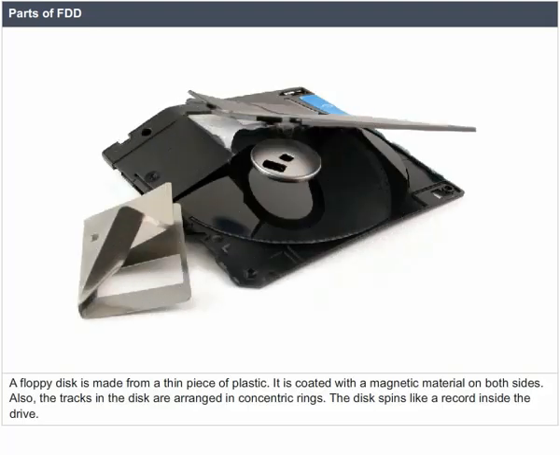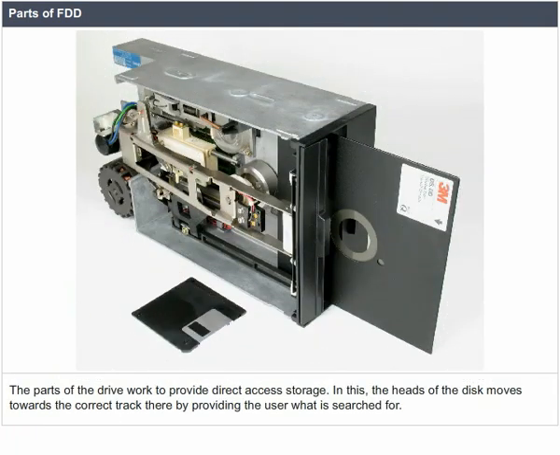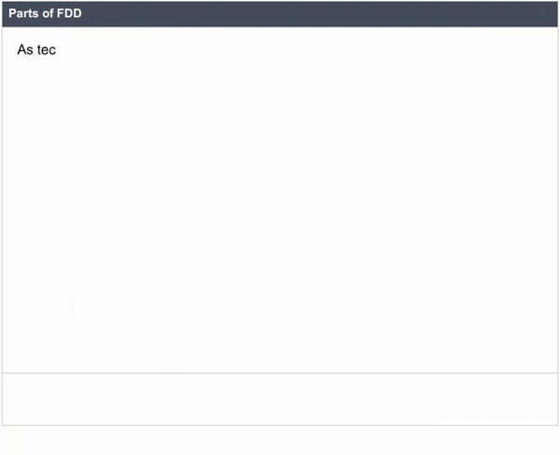Parts of FDD. A floppy disk is made from a thin piece of plastic. It is coated with a magnetic material on both sides. Also, the tracks in the disks are arranged in concentric rings. The disk spins like a record inside the drive. The parts of the drive work to provide direct access storage. In this, the heads of the disk move towards the correct track, thereby providing the user what is searched for. As technology advanced, floppy disks were finally able to read and write.